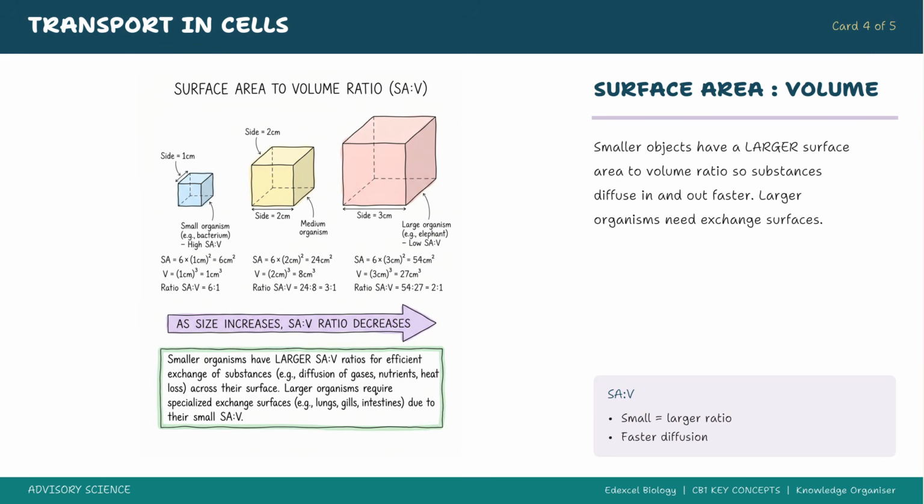However, as organisms get bigger, that ratio drops. So they need specialized exchange surfaces. And that might be lungs for gas exchange, gills in fish, or the small intestine for digestion. All of them have huge surface areas. They also have thin walls and a good blood supply to carry gases. A quick exam tip: if you're asked to calculate, work out the total surface area, then the volume, and then divide.